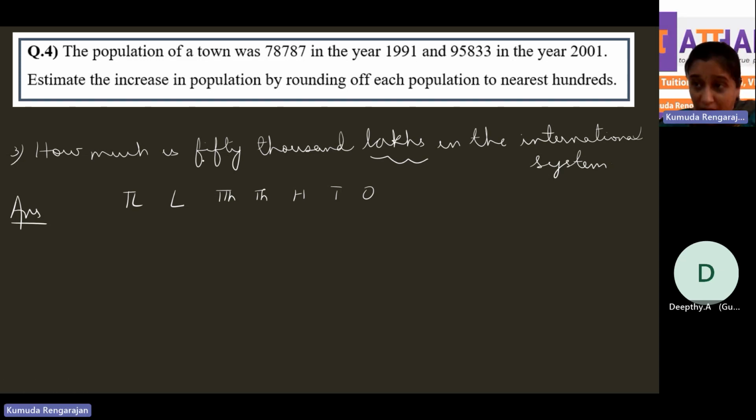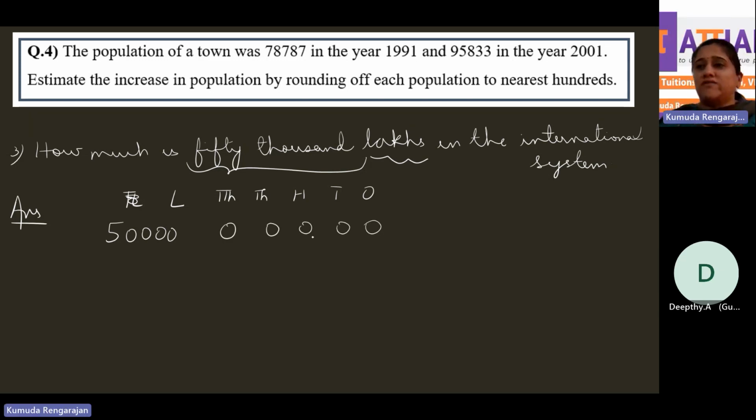See, this is your question. In your question, you're saying 50,000 lakhs. So in the lakhs place, I must write 50,000. How do you write 50,000? This is 50,000. Correct? This is 50,000 lakhs.